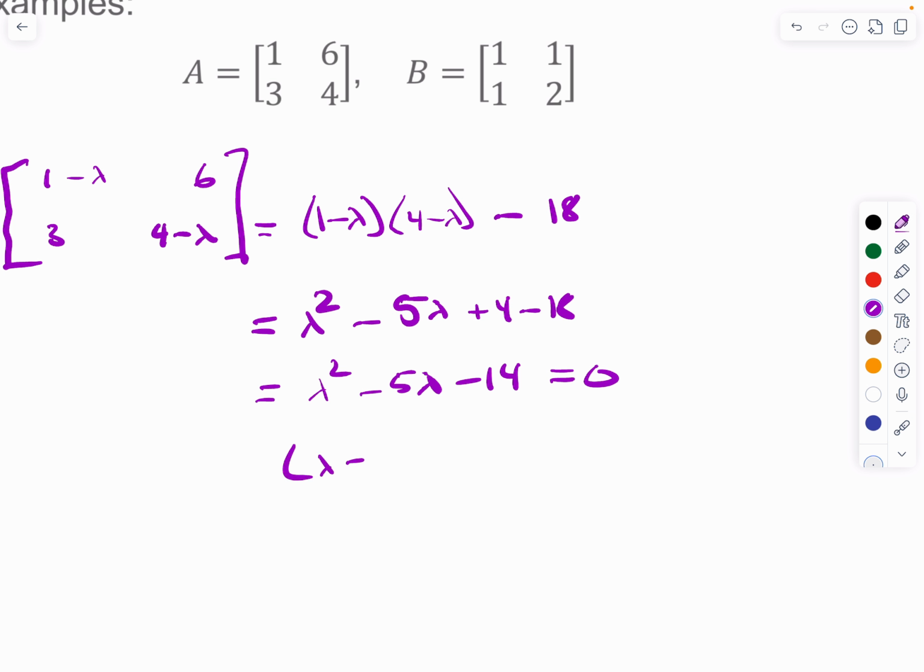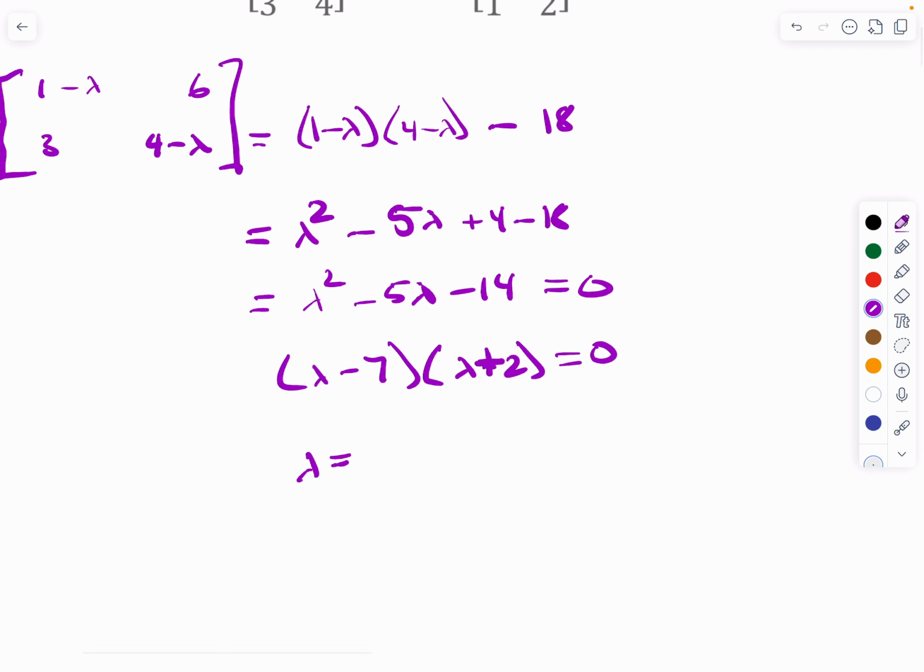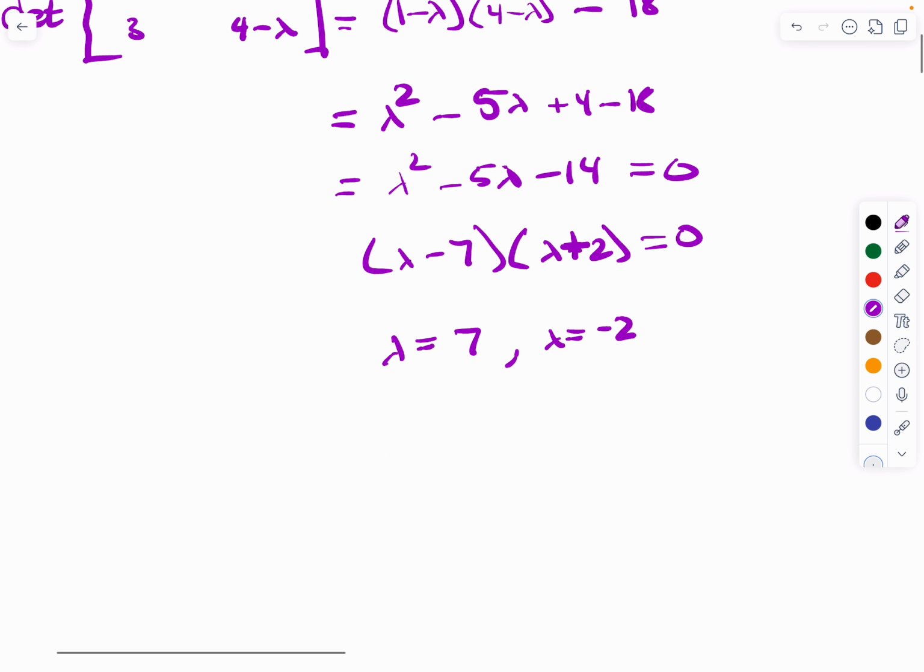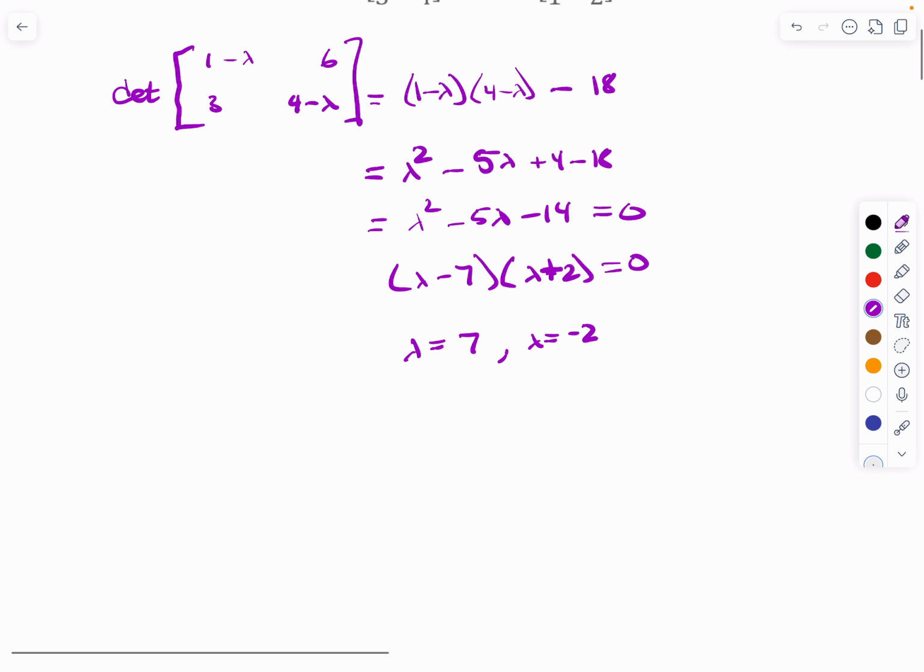This does look familiar, so we must have done this one in class. But here we go, plus 2. So lambda is equal to 7, and lambda is negative 2 are the two eigenvalues. And then to find eigenvectors, we're just going to plug those in one at a time. So first one is lambda is equal to 7. And then we will do lambda is equal to negative 2 over here.